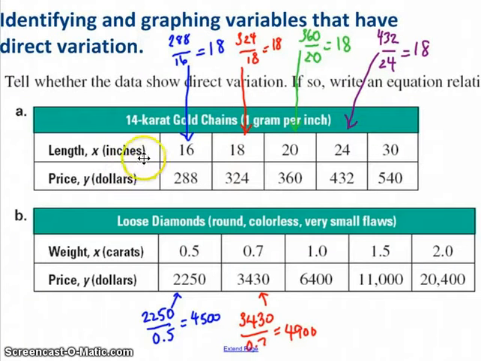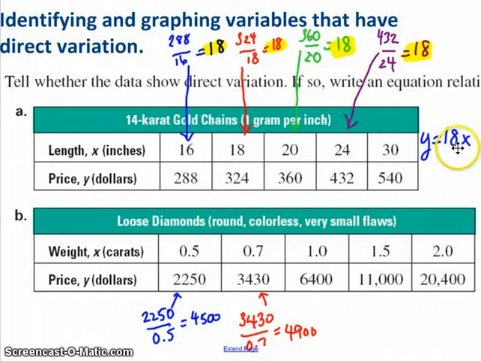It's this relationship, where y is purely a function of x, where you get direct variation. So let's look at the formula that you end up with to describe the relationship between price and length for gold chains. It's simply y equals 18 times x. That 18 is that ratio. It's always going to be that y over x ratio.